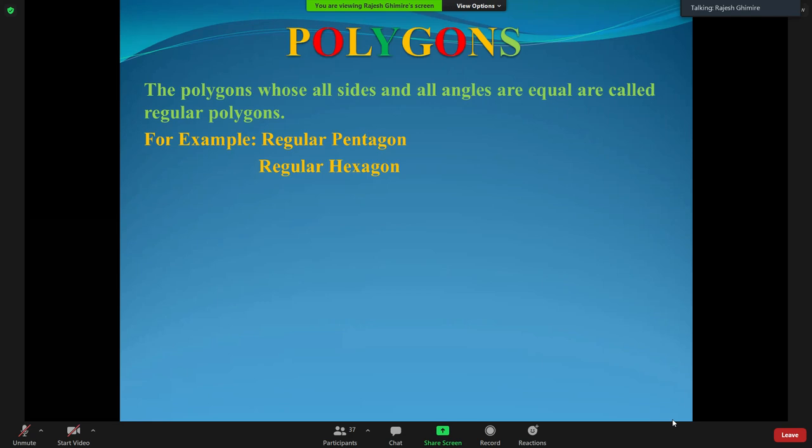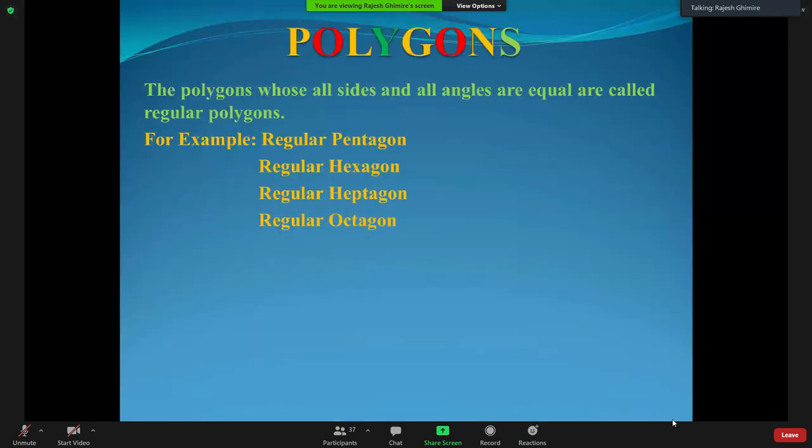And regular hexagon. What will be the definition of regular hexagon? The geometrical figure which has all 6 sides equal and angles also equal, then such type of geometrical figure is called regular hexagon. Then next may be regular heptagon, the geometrical figure whose all 7 sides are equal and the angles are equal.